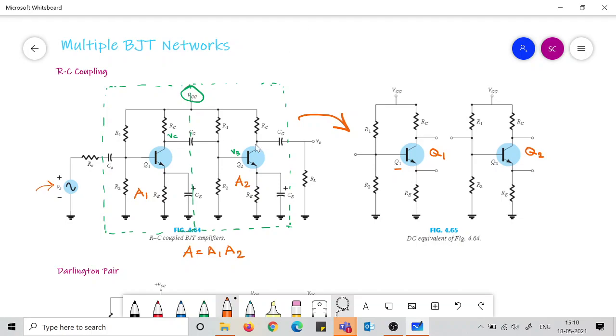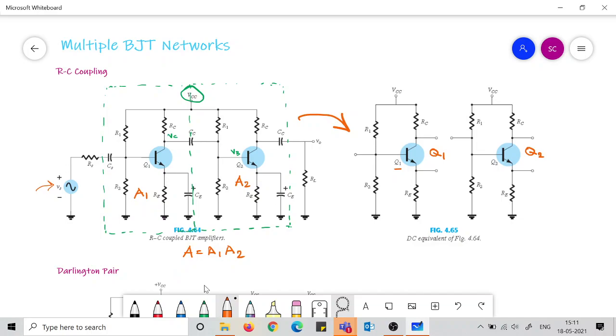So as you can understand, there can be multiple stages of this network. You can have another network starting from here, in this part, another voltage divider network you can connect using this CC. So in this manner you can keep on connecting these networks.